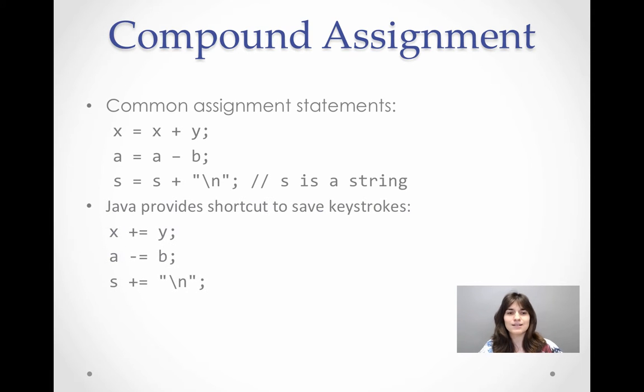Java allows us to save a few keystrokes and write these expressions in a more compound way. So we can write x plus equals y. That means that I will add to x the value of y, or a minus equals b. And same thing even with the strings. We can still use the compound assignment with plus equals in order to add the new line character or any other character that we might want to append at the end of the string.